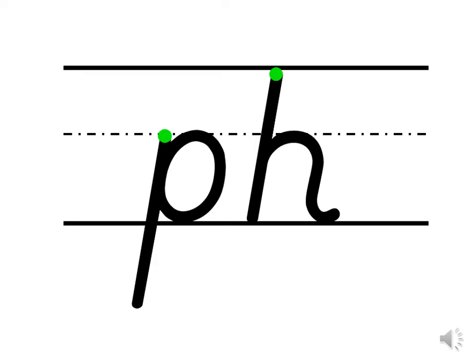And now the H starts touching the top line. Down to the line, up, over, back down to the line and flick. Excellent. Is your P descending under the line? And is your H touching the top and the bottom line? Excellent. Then pause the video and practice writing this digraph and click play once you've finished.